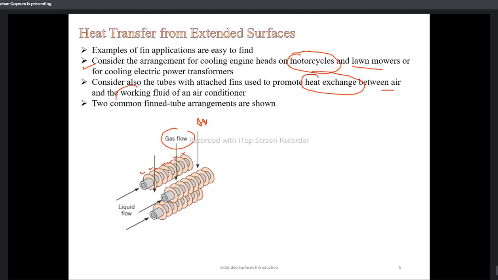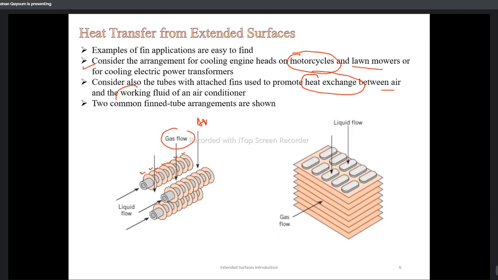So in an AC this happens. If you have hot air flowing through this, it flows through this tube, and on the lateral surface of the tube you have fins, so again you can have more heat transfer, more heating in the room, some sort of that. So these are some common arrangements. Okay, this is another arrangement.